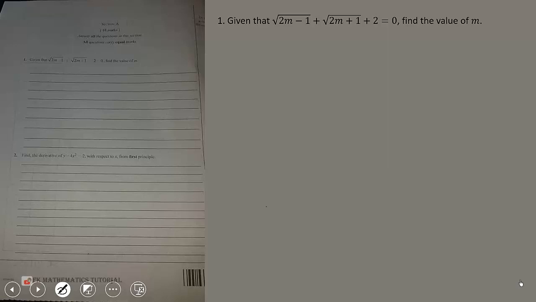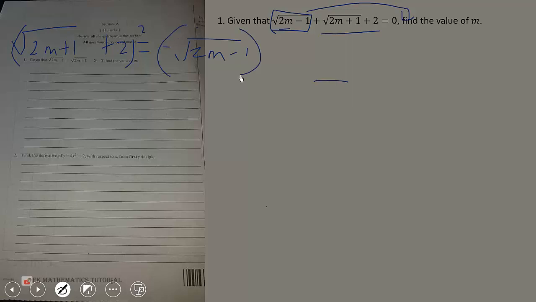Given that square root of 2m minus 1 plus square root of 2m plus 1 plus 2 is equal to 0, find the value of m. So this is a surd equation. What I'm going to do is move this one right here to the other side of the equation, then I'll maintain this one on the left hand side. So I'm going to get something like square root of 2m plus 1 plus 2 is equal to negative square root of 2m minus 1.